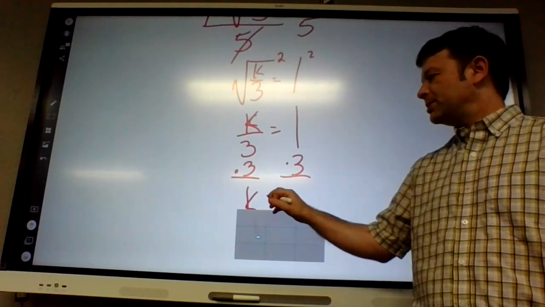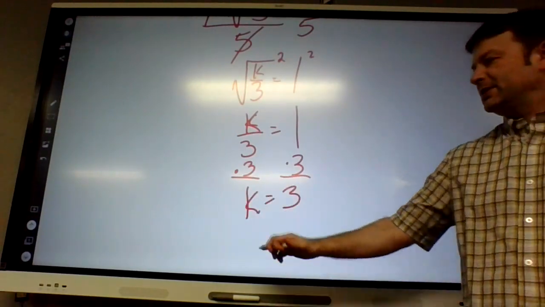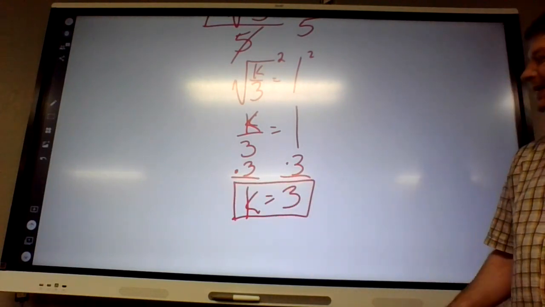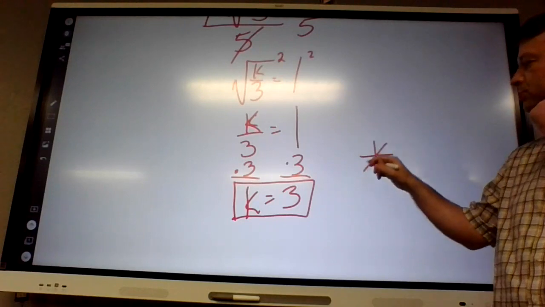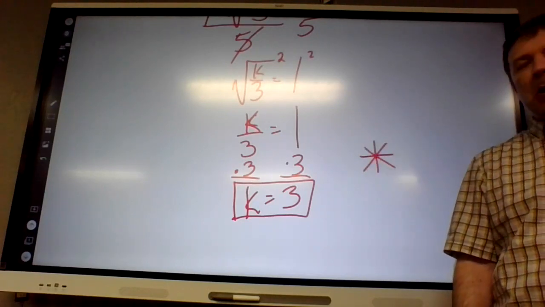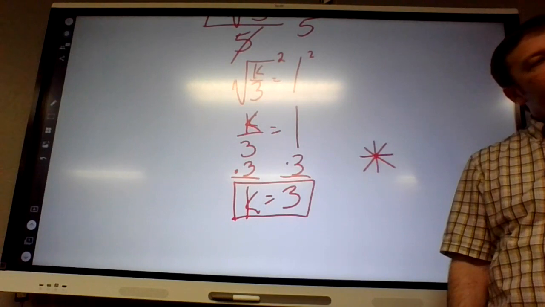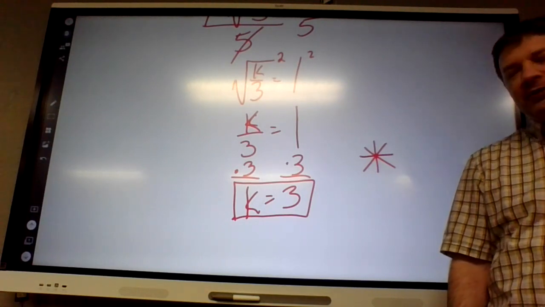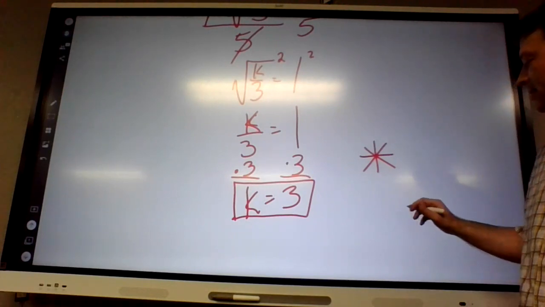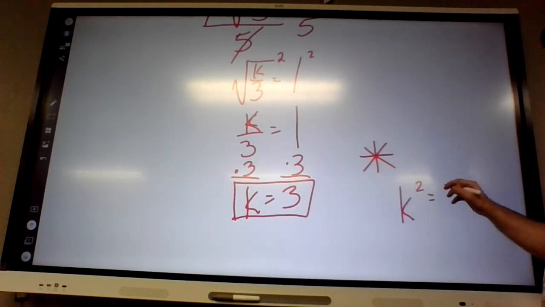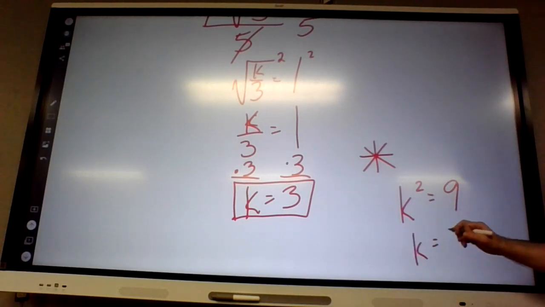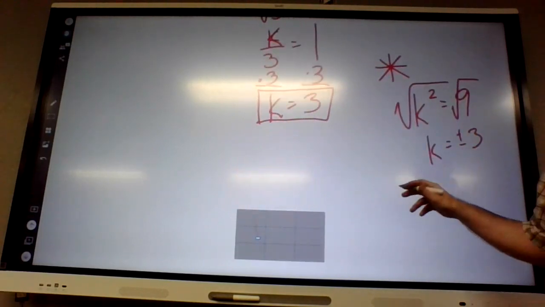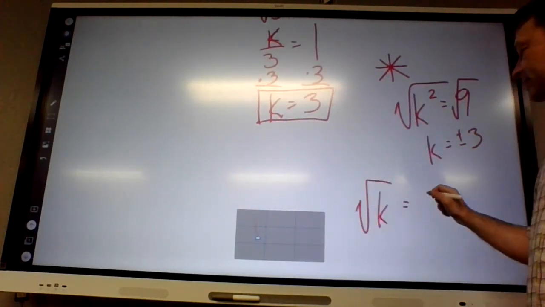When you use the square trick, when you square both sides, there's kind of an asterisk with this one. Let me remind you of the square root trick real quick. If k squared equals 9, k equals plus or minus 3. So that's the square root trick. This one is the squaring trick.